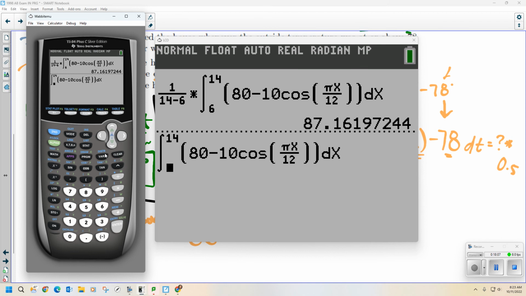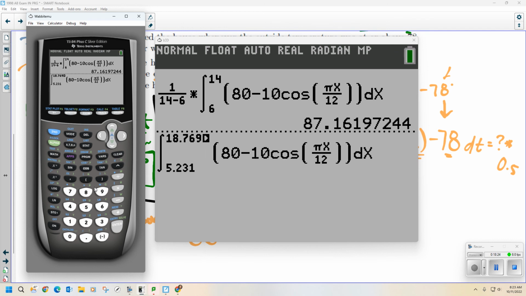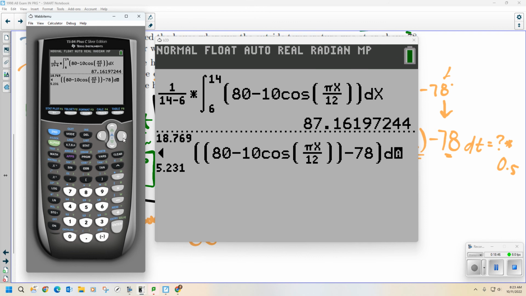And down here, it's 5.231, I believe I've written down here. Yeah, I do. 5.231. And up here, it's 18.769. Now, I'm going to put another parenthesis in front of this 80 and one after. I'm going to put a third closing parenthesis back here because I want to take this whole f of t function and then subtract 78 from every value, okay? And I'm going to hit enter.